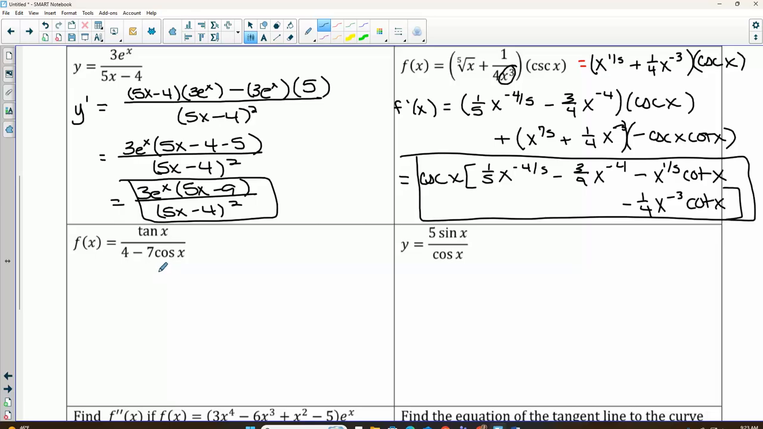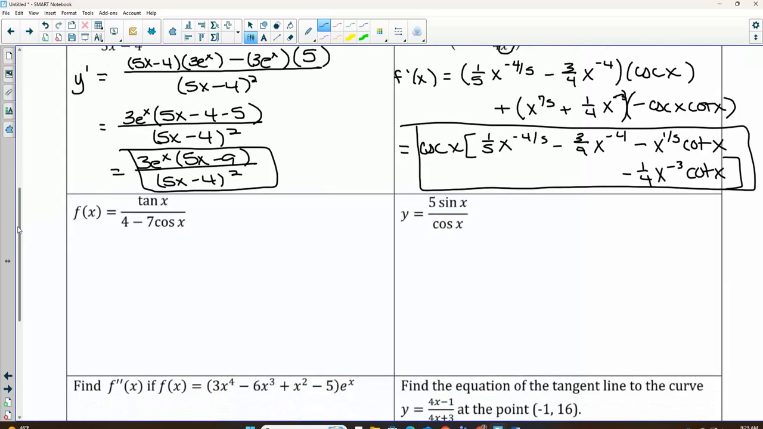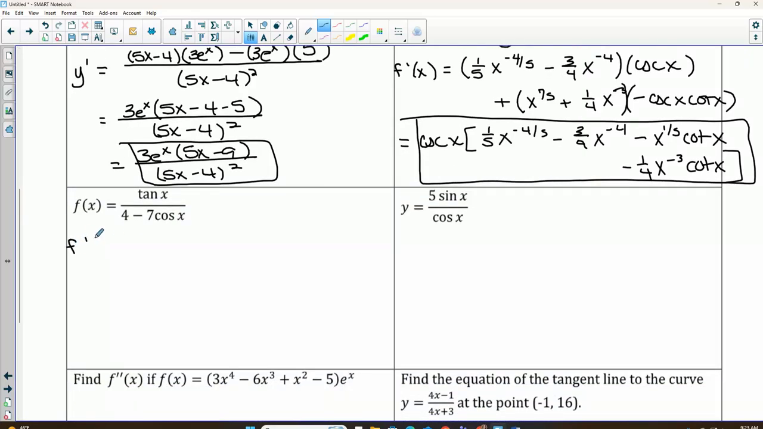Next. Is there any way to rewrite this so I don't have to do the quotient rule? No, there's two terms on the bottom, so I can't. So, let's do our quotient rule. So low, d high, what's the derivative of tangent? Secant squared. Minus high, d low, derivative of 4 is 0, so that would go away.